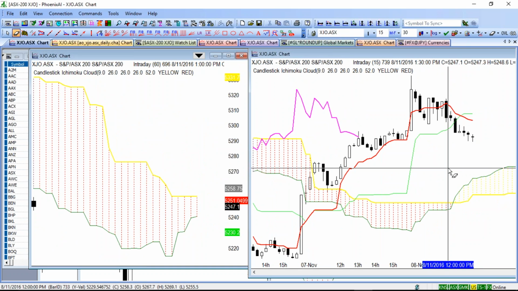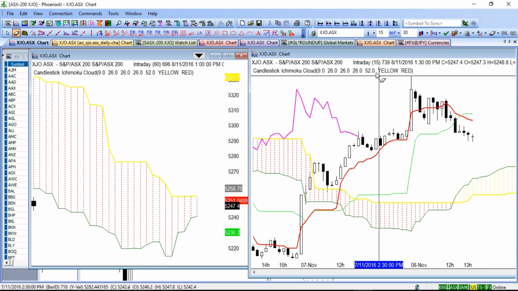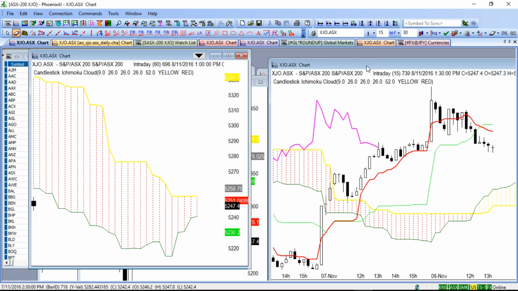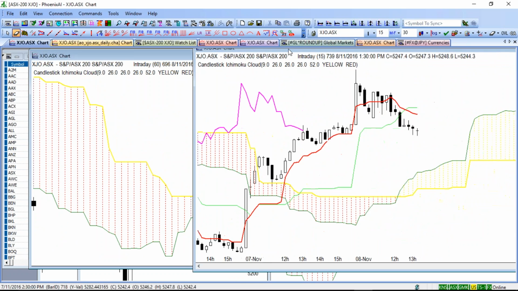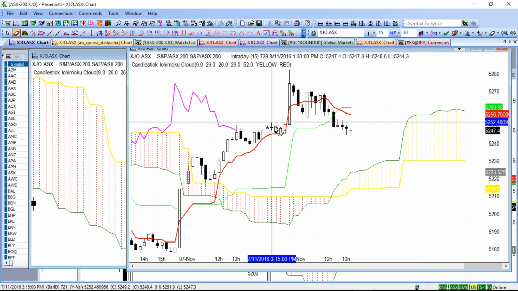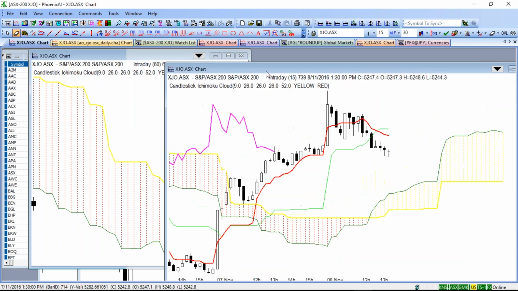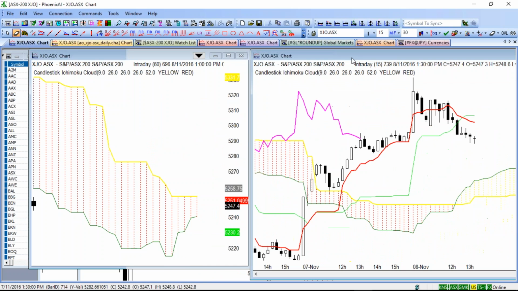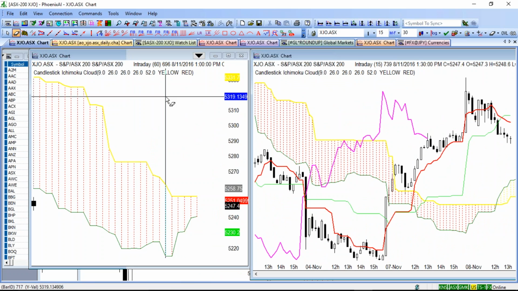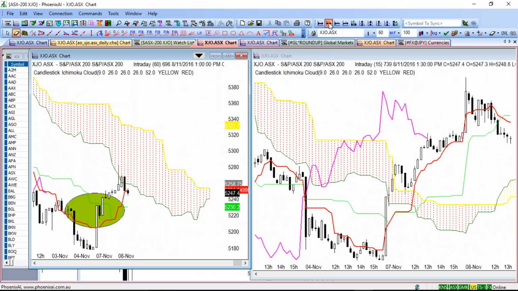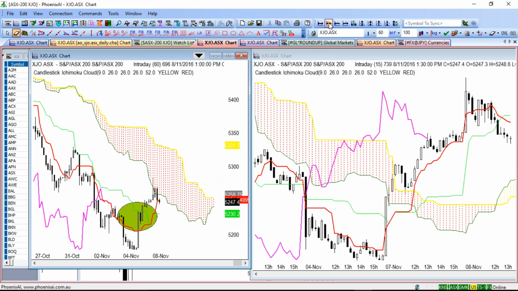So we have two elements showing the same price action on there. So it is simply Ichimoku matches up that observation of support and resistance across multiple time frames.